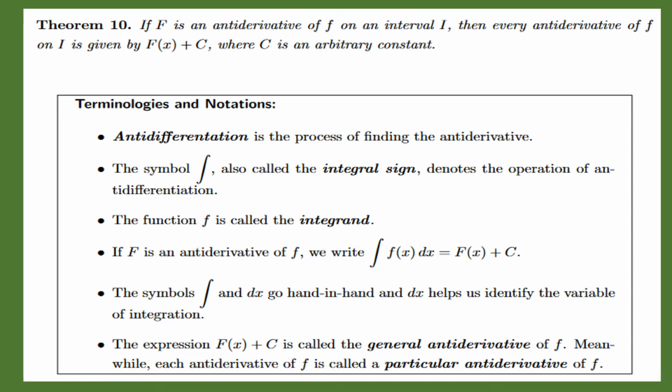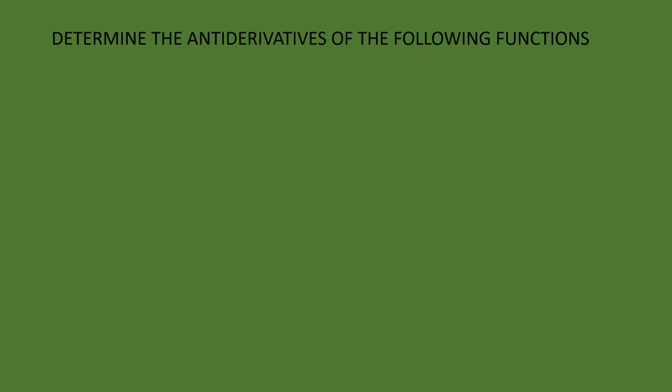The integral sign and dx go hand in hand. The dx helps us identify the variable of integration. For example, if the quantity after the integral sign is written as dt, then it is with respect to t. The expression F(x) plus c is called the general antiderivative of f. Meanwhile, each antiderivative of f is called a particular antiderivative of the function f. Okay? So we have here some illustrative examples.